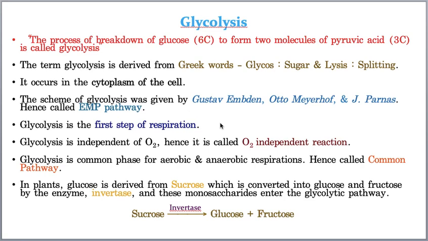In the last lecture I explained the definition of respiration and what respiratory substrates are, and after that I started the mechanism of respiration. In that I told you respiration takes place in three steps. The first one is glycolysis, the second one is the Krebs pathway, and the third one is the electron transport system. Very simply, we can write it as ETS.